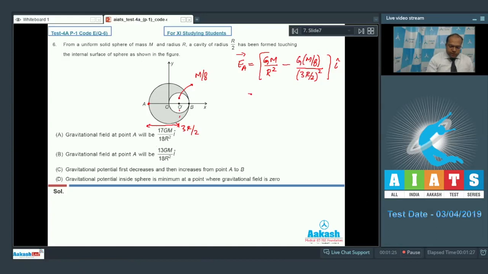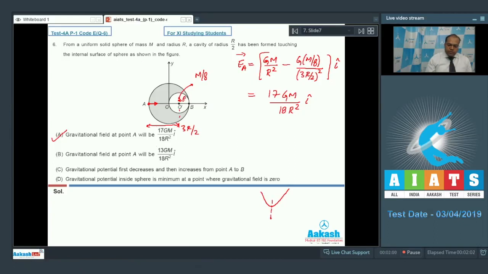So if I solve this, the value comes out to be 17 GM by 18 r square into i cap. So option A is correct and B is wrong. Now the direction of the gravitational field at this point is in this direction, and we can see that the direction of the gravitational field inside the cavity is in this direction, and we know that in the direction of gravitational field potential decreases. So first potential decreases and then it increases.